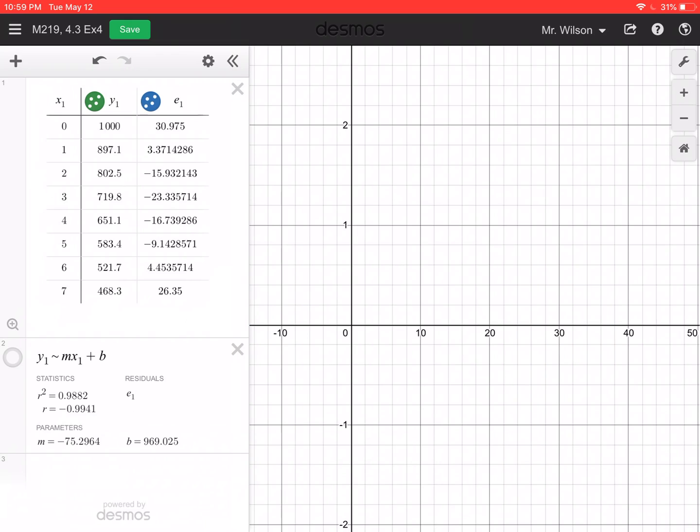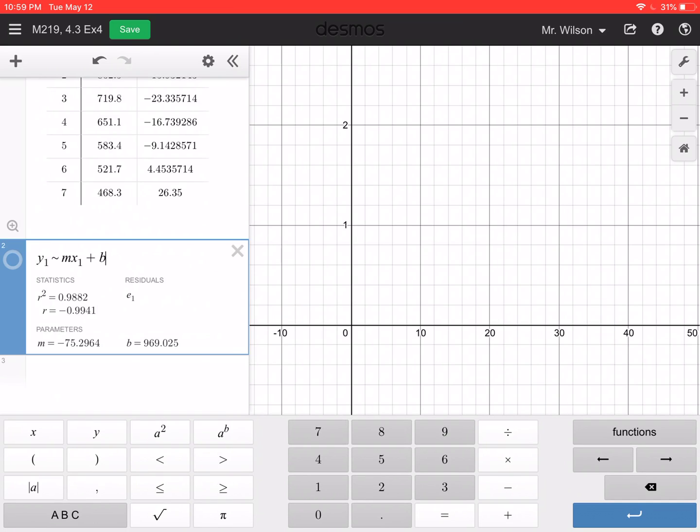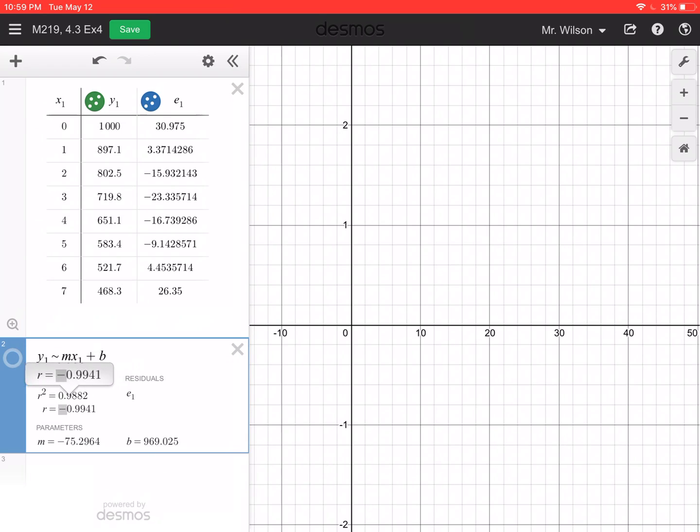Desmos has this all ready to go for us, and I went ahead and made the linear regression down here. We can tell already the R value is right here. That's going to be negative 0.9941, and if it says round to 3 decimal places, then just negative 0.994. That is a very strong correlation. That's almost negative 1, and negative 1 would mean that there's almost a definite correlation between the two variables. So that's going to be our R value.